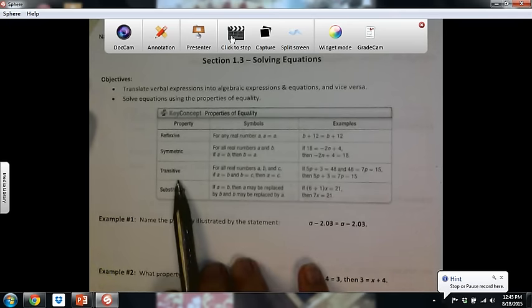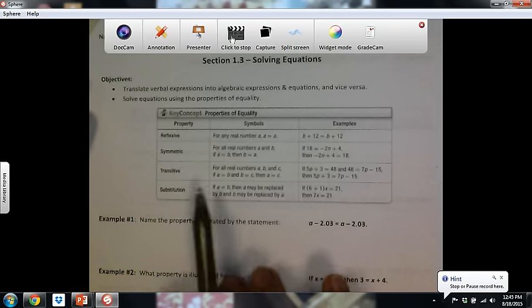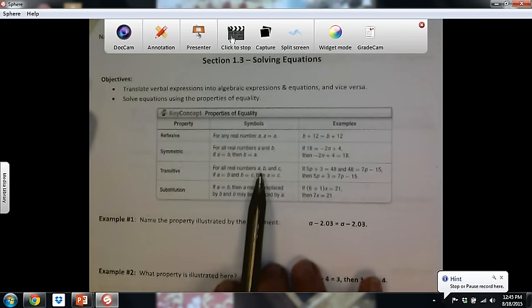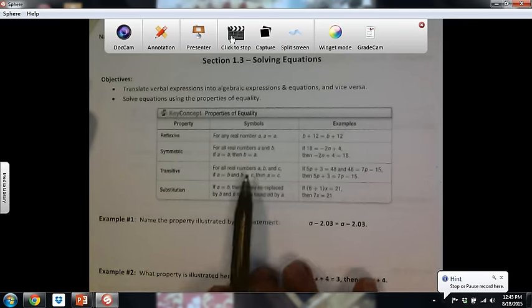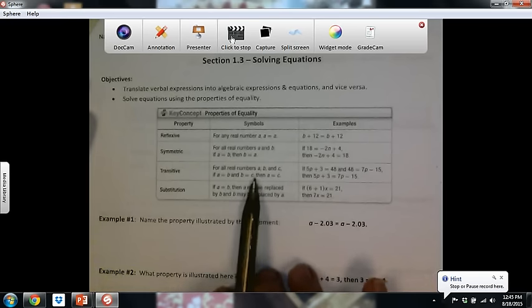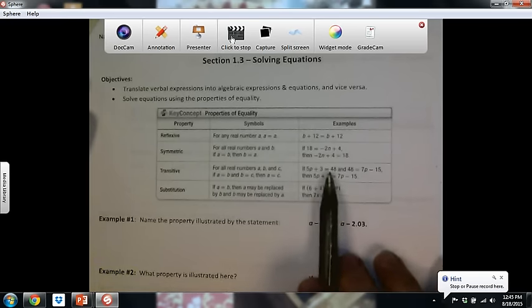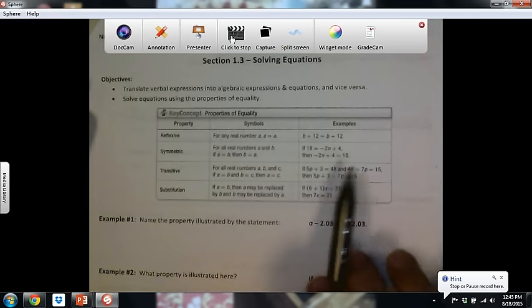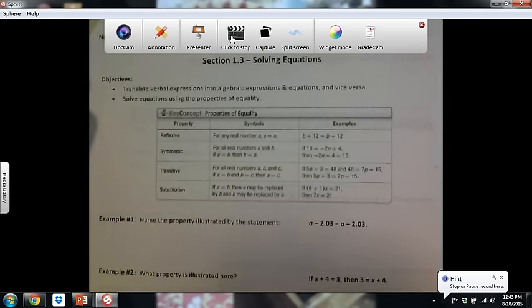The third one is the transitive property. That means if a is equal to b and b is equal to c, then we can take out the middleman here, and a is equal to c. So if p plus 3 is equal to 48, and this expression is also equal to 48, then those two expressions have to be equal to each other.